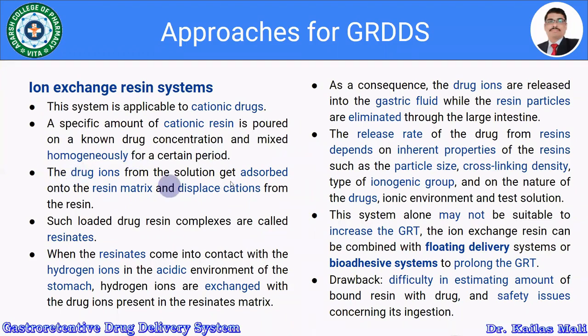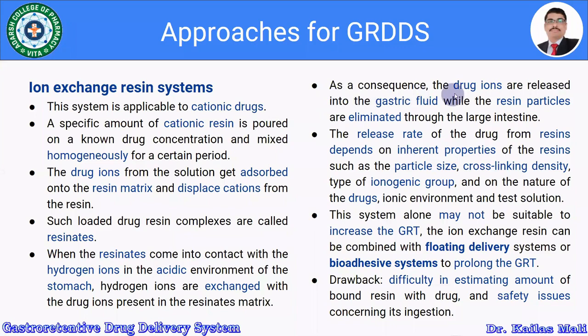The drug ion from the solution gets adsorbed onto the resin matrix and displaces cations from the resin. Such loaded drug resin complexes are called resinates. When the resinates come into contact with the hydrogen ion in the acidic environment of the stomach, hydrogen ions are exchanged with the drug ion present in the resinate matrix. So there is an exchange between the hydrogen ion and the cationic drug, isn't it? And thereby the drug is released into the stomach.